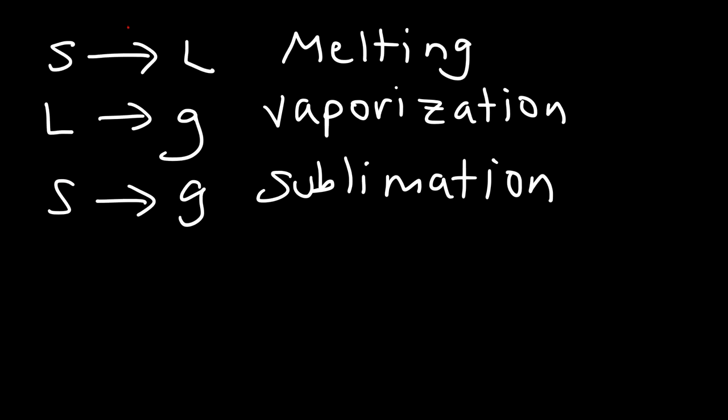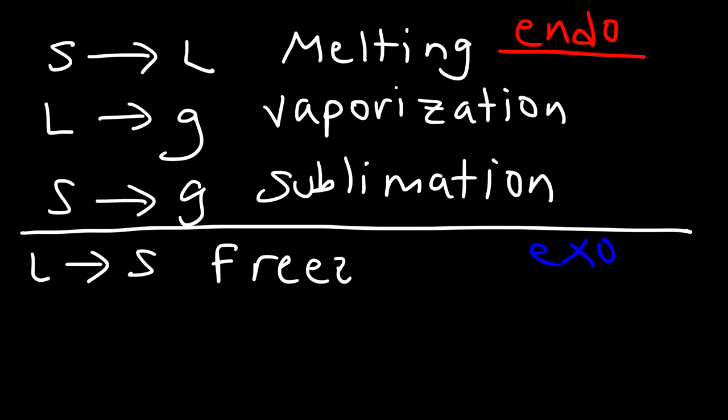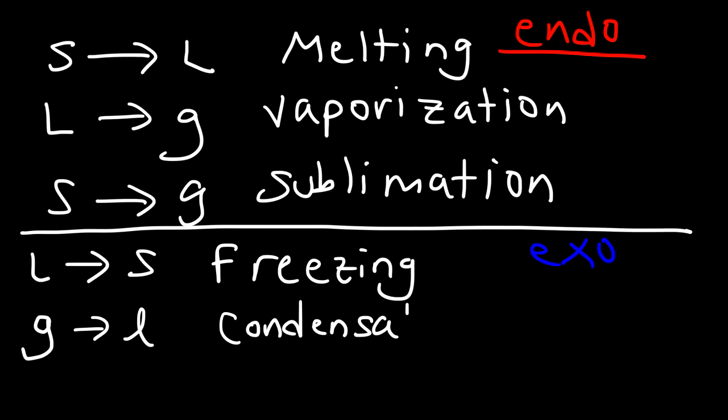The processes listed above are known as endothermic processes because they need to absorb heat to occur. Now the next three processes are known as exothermic processes because heat needs to be released from them in order for them to occur. So going from a liquid to a solid is known as freezing. Going from a gas to a liquid, which is the opposite of vaporization, is called condensation. And going from a gas to a solid is known as deposition.